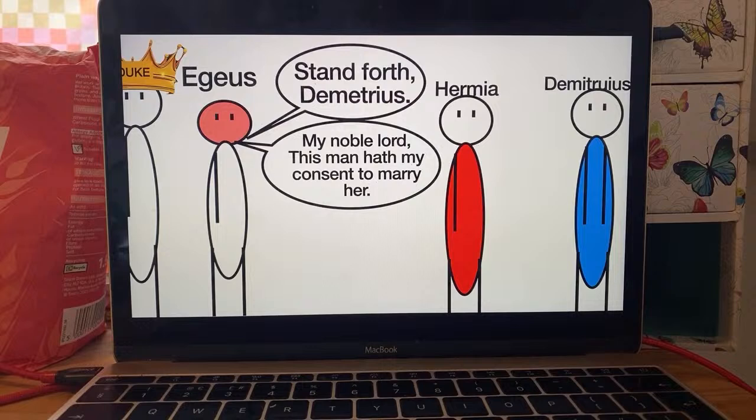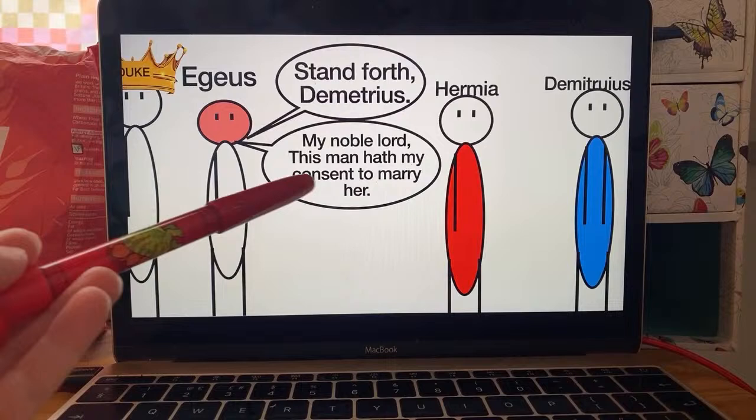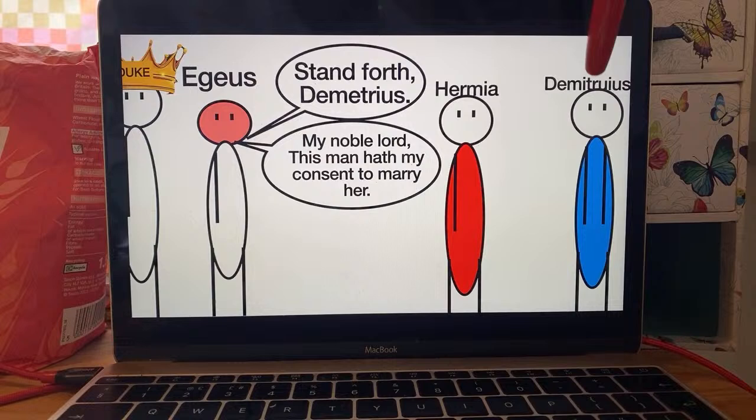"My noble lord, this man hath my consent to marry her." So there's a lot of talk about consenting in Midsummer Night's Dream. Consent means I'm letting you. If you consent, then you allow somebody. So Aegeus, angry dad, has given his consent for Demetrius to get married to Hermia. So Aegeus wants Demetrius to get married to Hermia.